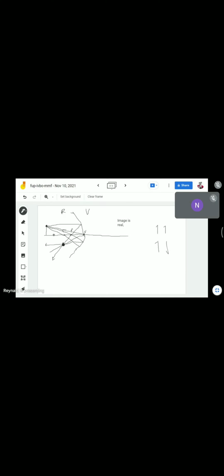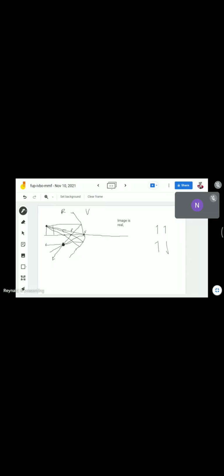Kung halimbawa, dito nag-intersect yung lines sa taas, sa upper part, then the image is upright. But if andito siya sa baba, in any case or any scenario, concave or convex, pag nasa ilalim yung image, or yung intersection of ray of light, then the image is always inverted. Okay? Pag nasa ilalim na buo yung image, yun ay laging inverted. Pero pag andito sa ibabaw ng principal axis, the image is upright.